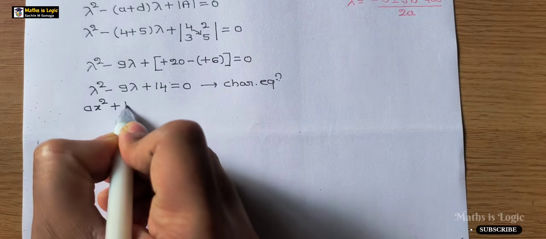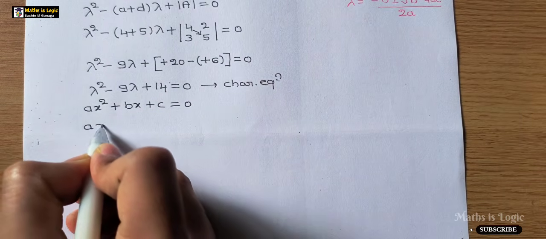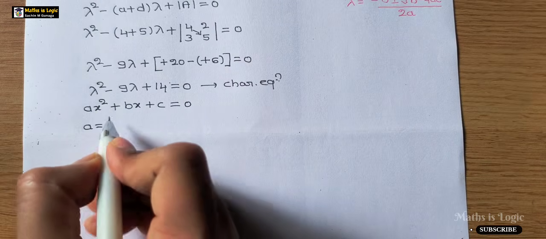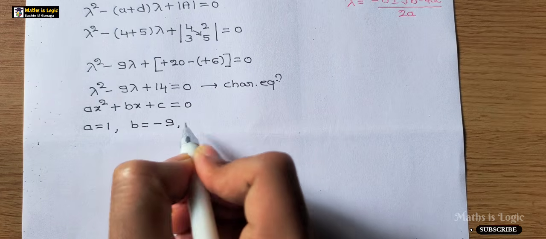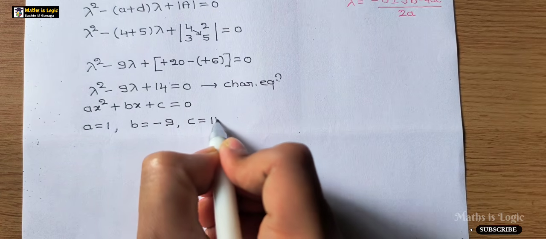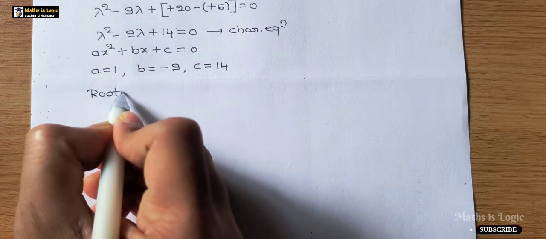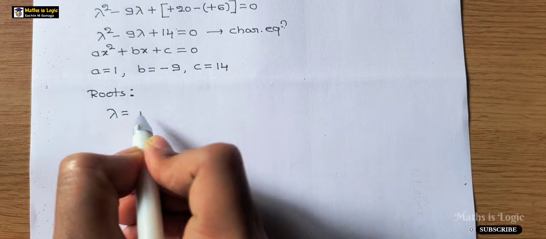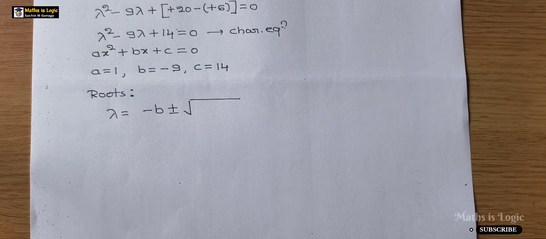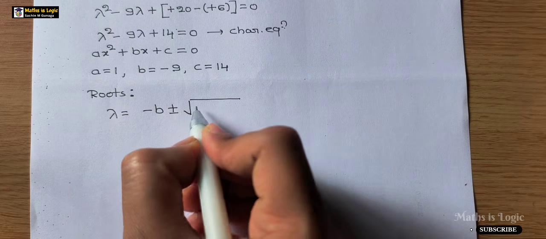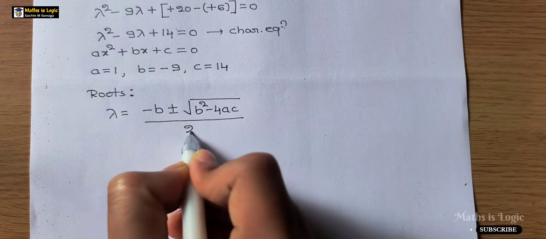ax square plus bx plus c is equal to 0. So here the a value, that is the lambda square coefficient, is 1, the b value including the negative sign is minus 9, and the c value is 14. Therefore, for the roots, what is the formula? Lambda is equal to minus b plus or minus the square root of b square minus 4ac, divided by 2a.